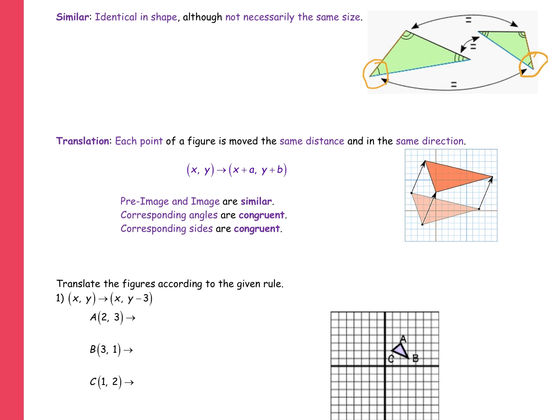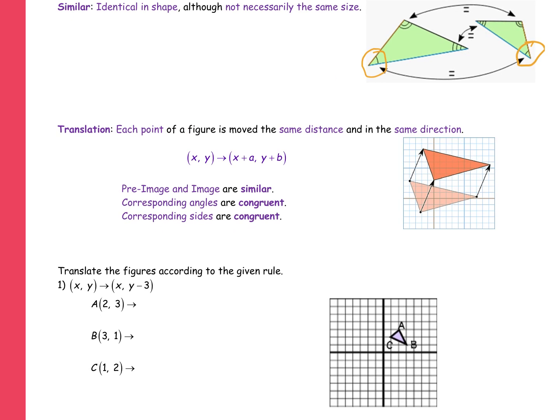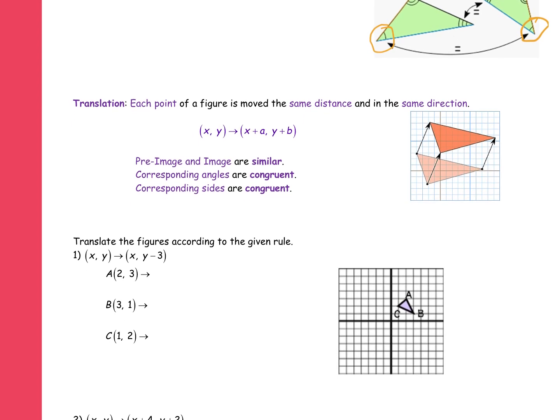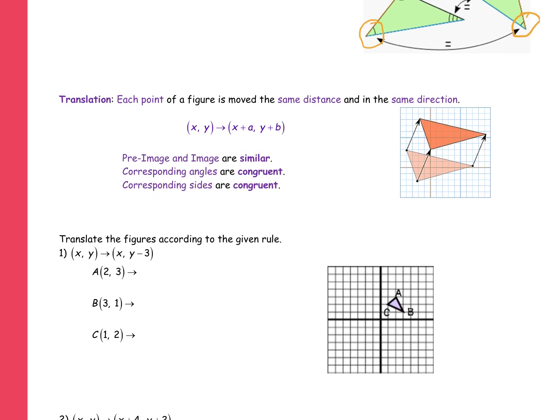Each point of a figure is moved the same direction and the same distance, which you guys know because you did so good on that yesterday when we were doing the Kahoot, right? You were doing great on it. But now we're going to talk about it in a mathematical way, how we notate it mathematically and how we figure out what the moves are mathematically. Does that make sense?